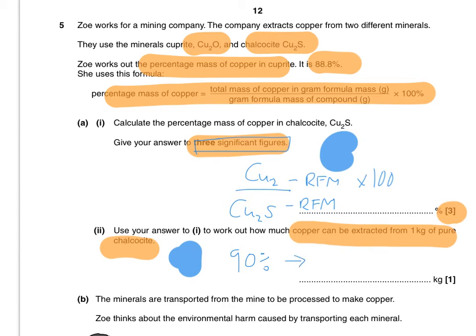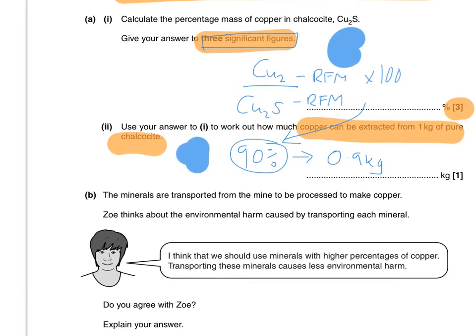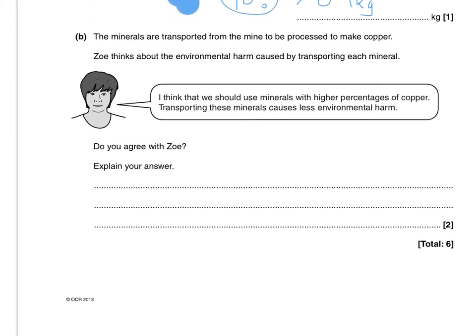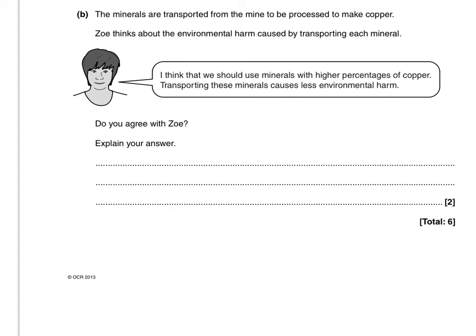Well, from 1 kilogram we would be able to extract 0.9 kilograms of chalcocite, but we need to know this value from here. So it would just be expressed as a percentage as a decimal. The minerals are transported from the mine to be processed to make copper, so he thinks about the environmental harm caused by transporting each mineral. I think we should use minerals with higher percentages of copper. Transporting these minerals causes less environmental harm. Okay, high percentage of copper, so transporting these minerals uses less environmental harm.